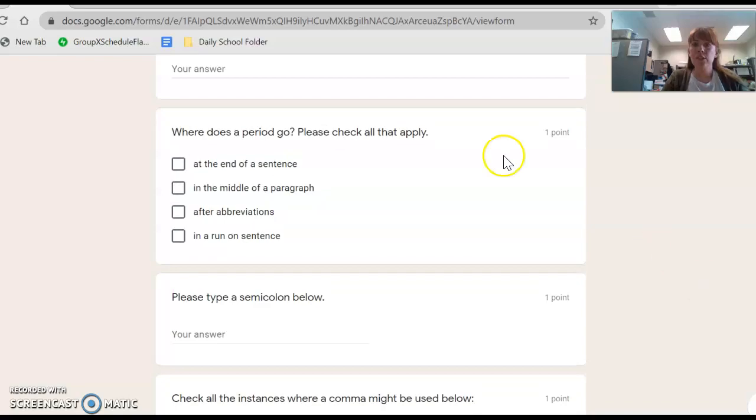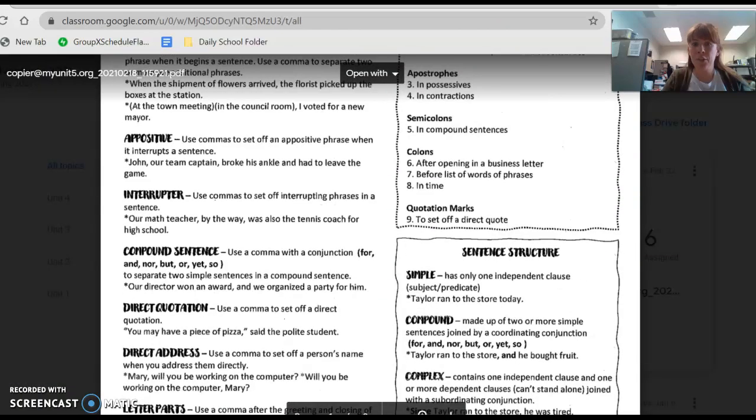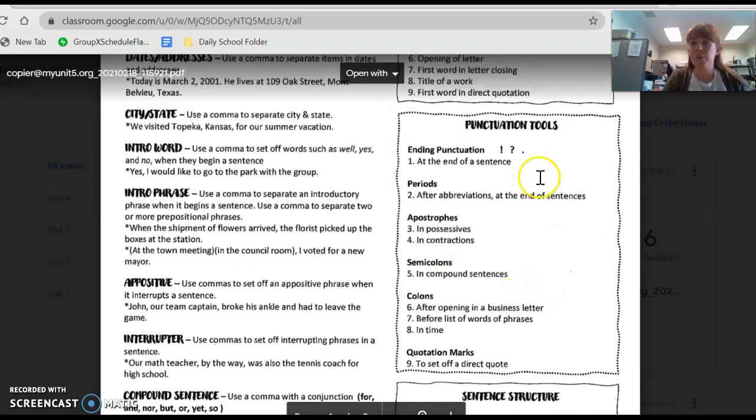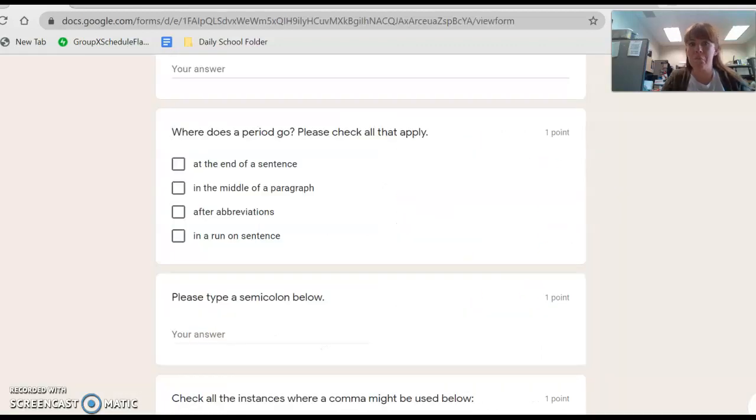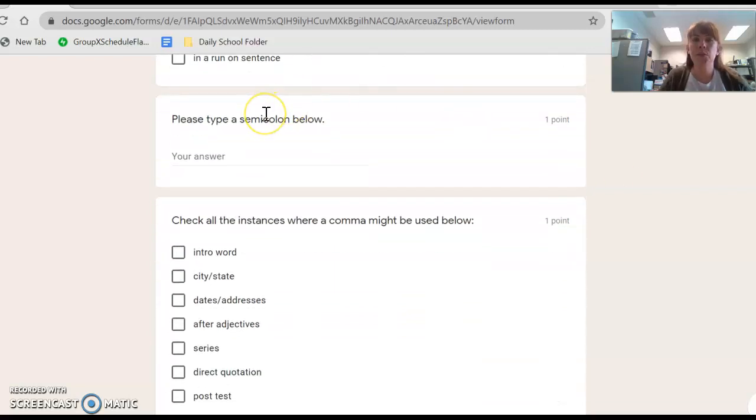Now, these last questions do have to do with mechanics. So on your cheat sheet, you'll go back up to that first part, and it's asking you about punctuation. Where does a period go? Please tell me you don't have to use your cheat sheet for this one. Now, for this next one, please type a semicolon. I just want to know that you know what a semicolon looks like.